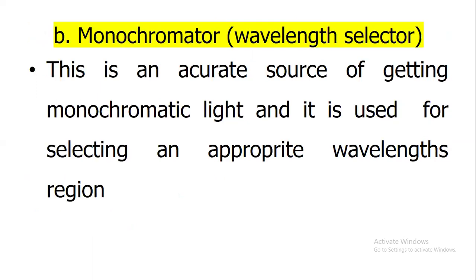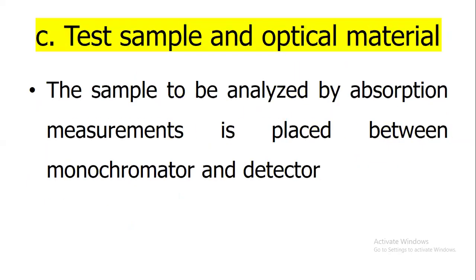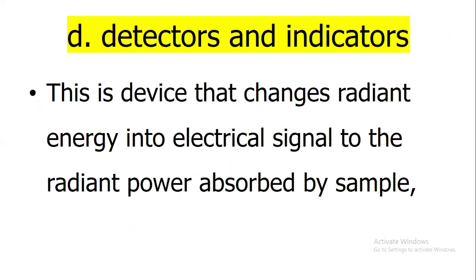Monochromator, wavelength selector. This is an accurate source of getting monochromatic light and is used for selecting an appropriate wavelength region. Test sample and optical material. The sample to be analyzed by absorption measurements is placed between the monochromator and detector. Detectors and indicators. This is a device that changes radiant energy into an electrical signal proportional to the radiant power absorbed by the sample.